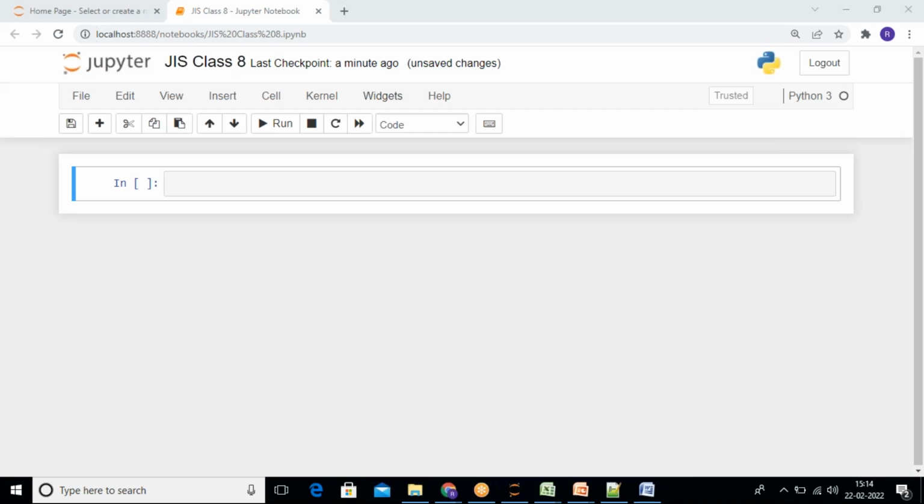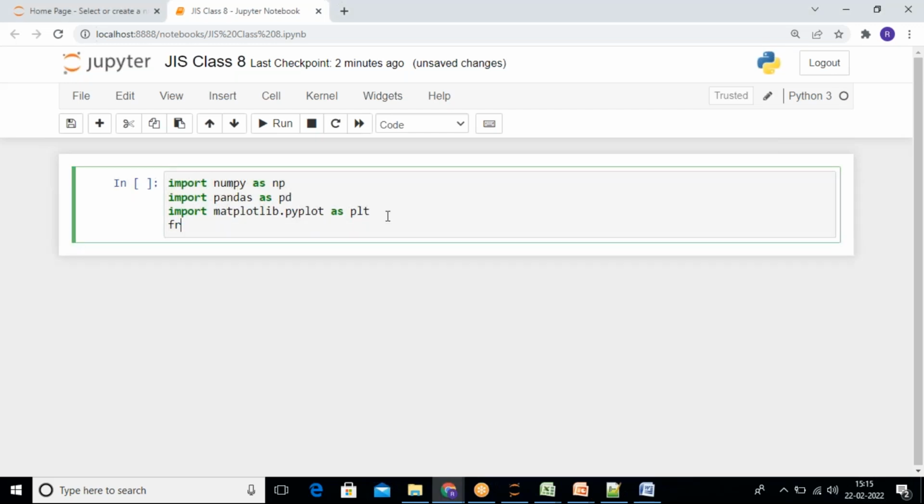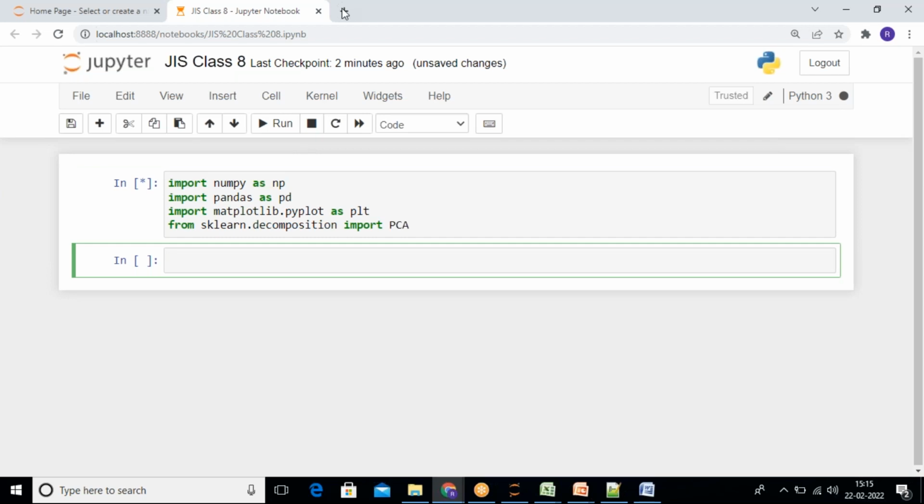तो सबसे पहले ये 3 तो रहेगा ही. From sklearn.decomposition import PCA, रन करते हैं भाई. Import PCA. Okay, चलो. This is basically done. And one I need for standard scaling. So standard scaling के लिए मैं ये दो ले लेता हूँ.